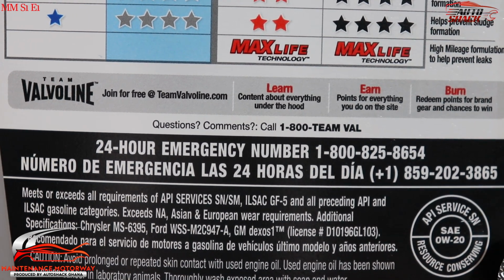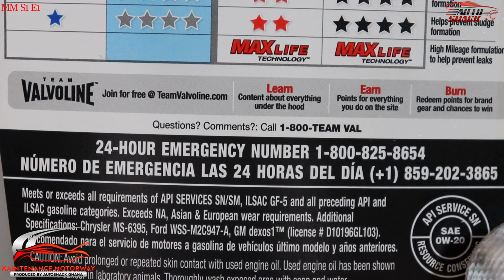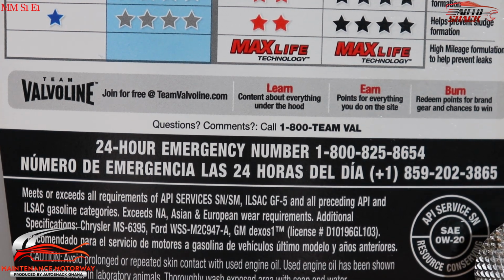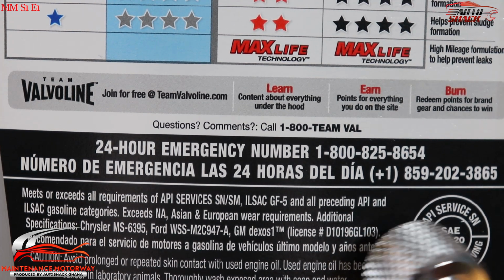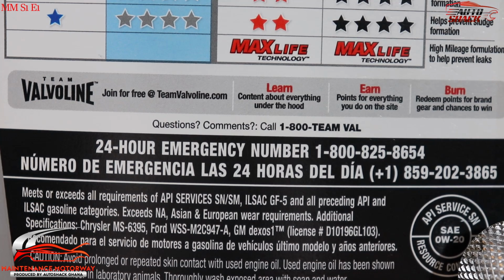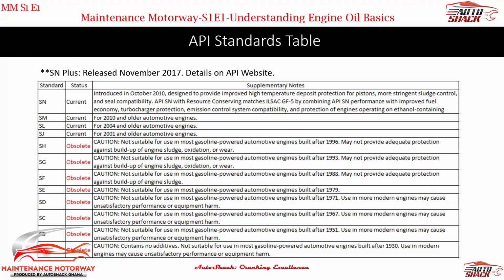Now let's move on to the requirements themselves. Okay, so SN is a requirement, and these requirements have gone through many years. This SN is basically an API requirement. It actually went from SA, SB, SC, SD, all the way through to SN. As we can see from this presentation, SA started in 1930, and SN was introduced in October 2010. There's also SN Plus, which is an update to SN. Any oil that actually meets the SN Plus standard will have SN Plus in addition to the SN on the API donut.